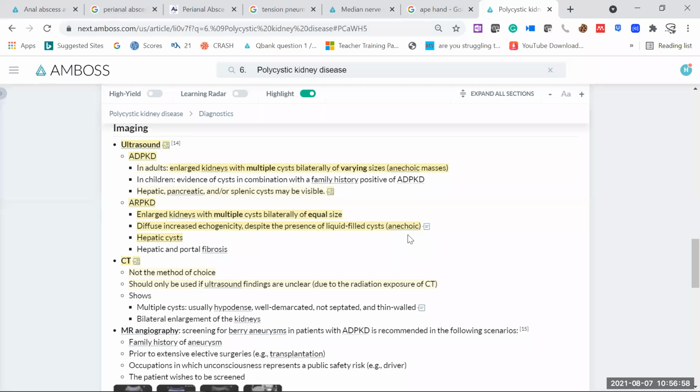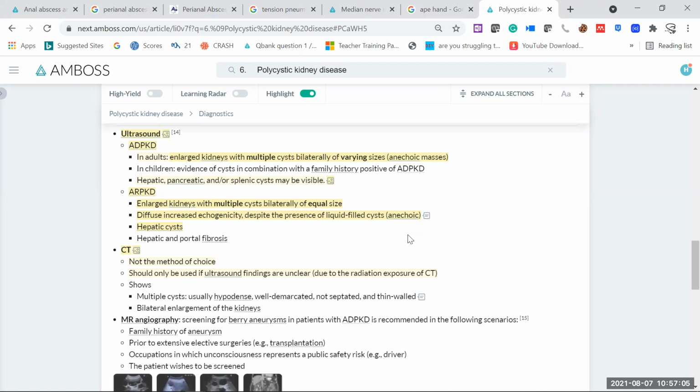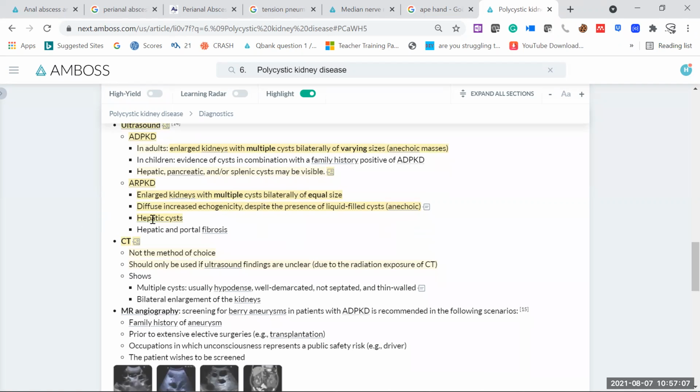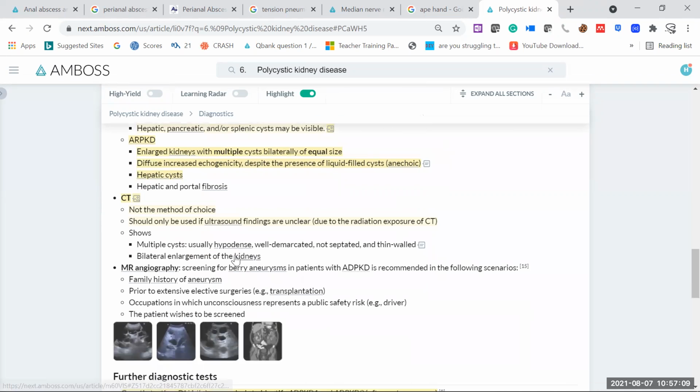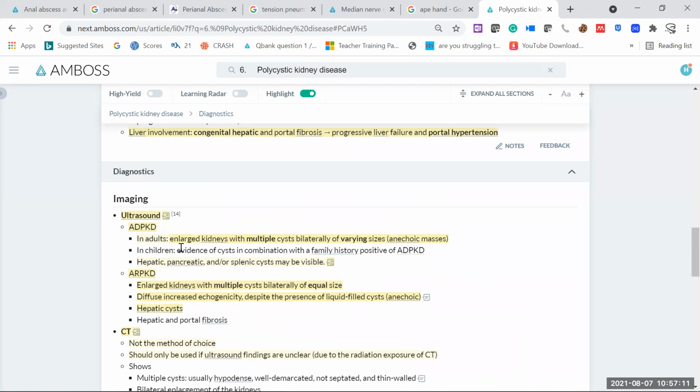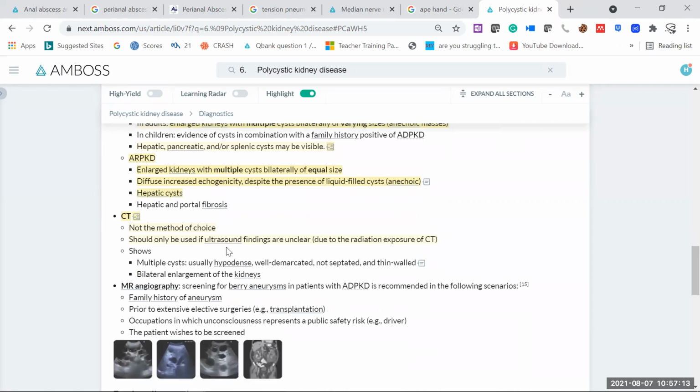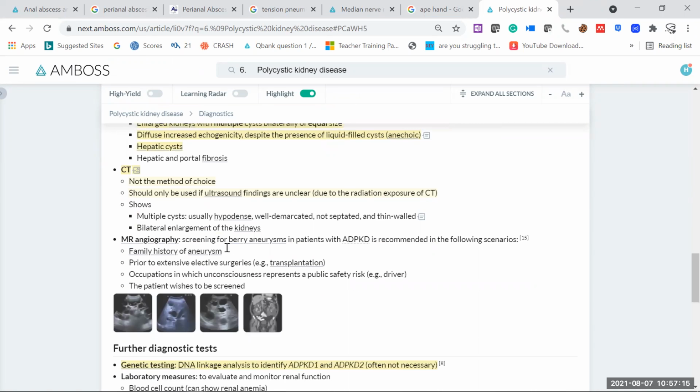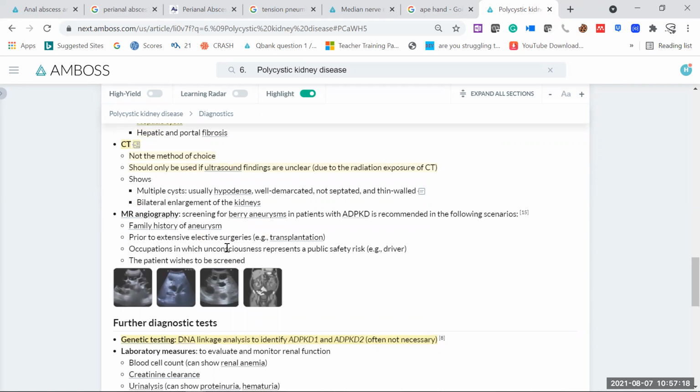On ultrasound, if a blackish area is there, you should always consider that the area is filled with either gas or liquid. Then hepatic cysts also, you will see hepatic portal fibrosis can be there. So the best one you are going to memorize is always the ultrasound. Then of course we can go for the CT scan, we can go for the MR angiography. We will see exactly if there is any aneurysm or not.